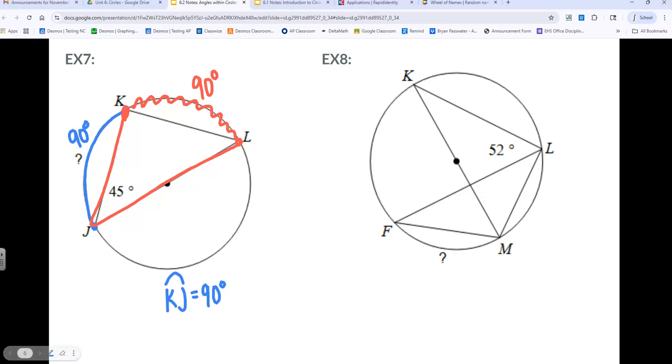Okay, we're going to have a similar problem over here. We've got KLF. We know this angle. Well, then we can find the arc that goes with it. That's this arc here. It's not the arc you're being asked for, but you need to find it first. So, Cannon, what would we do to find arc KF here?